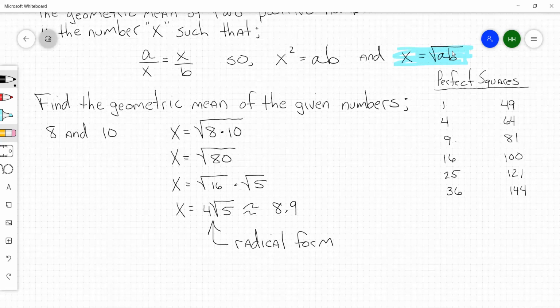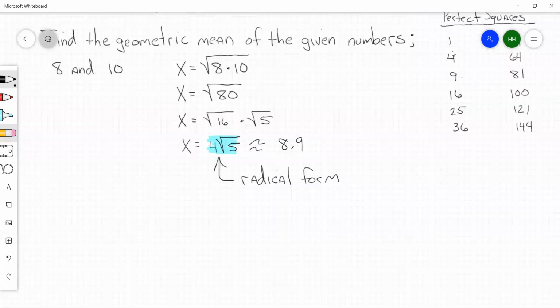Yes? Square root of 80? 80 square root, 8.9, yeah. But you do have to be able to write it in radical form. You got to be able to simplify that square root of 80 down to 4 times the square root of 5. All right, so that was the geometric mean of 8 and 10.